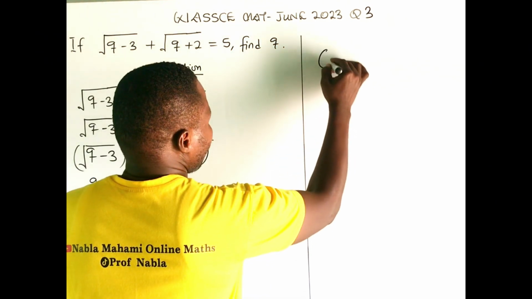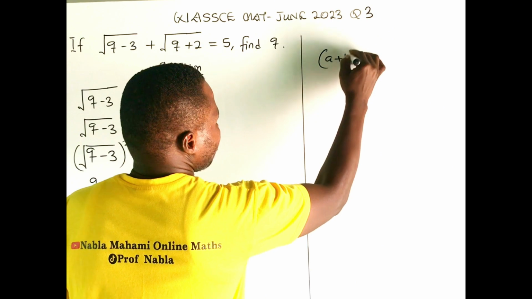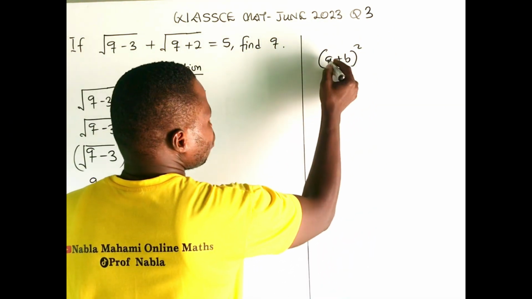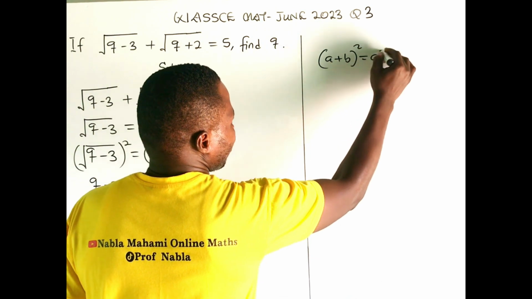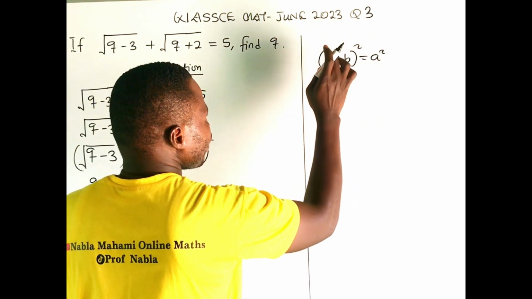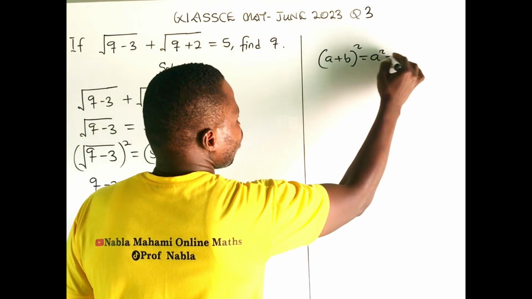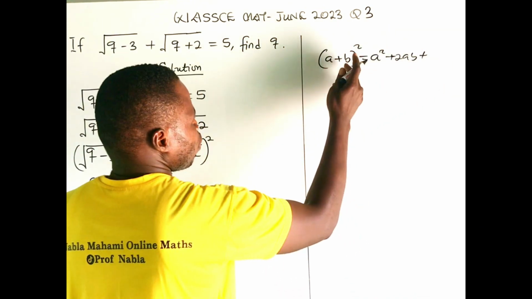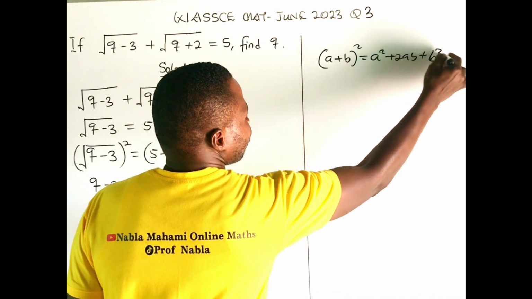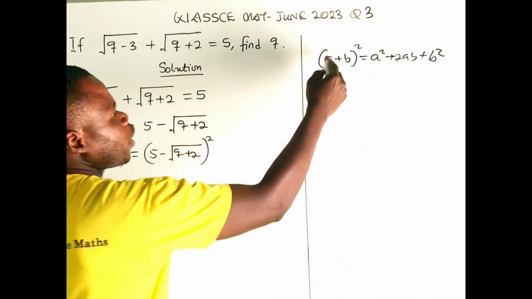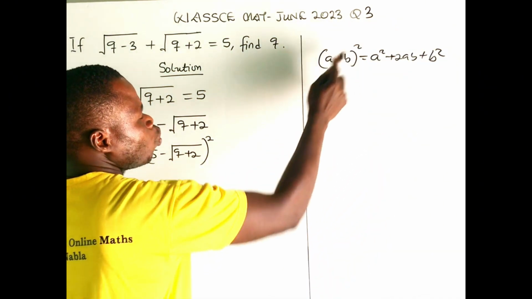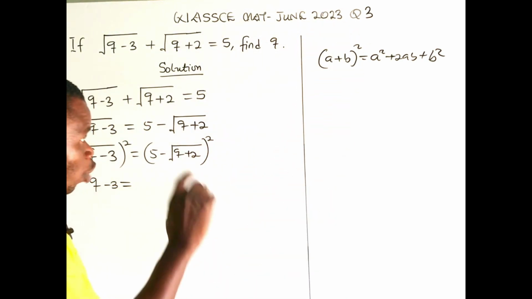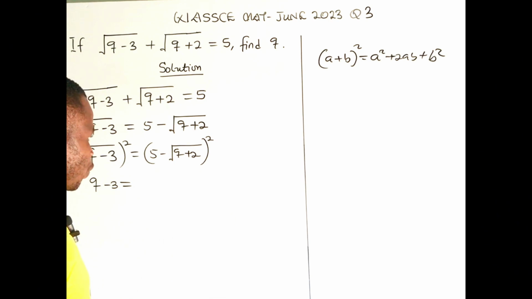Look at this particular expansion, a plus b all squared. To expand this, you take the first term to the power 2, that is a squared. Then the next thing that you do is to take a times b times 2, that will give us 2ab. The next step, you take b to the power 2, that is b squared. That is how we normally expand it when you have a binomial to the power 2.